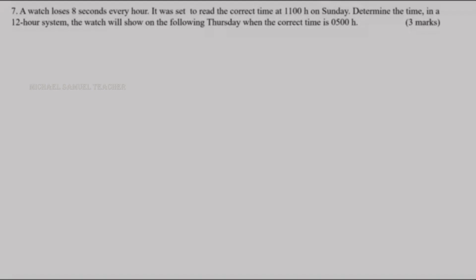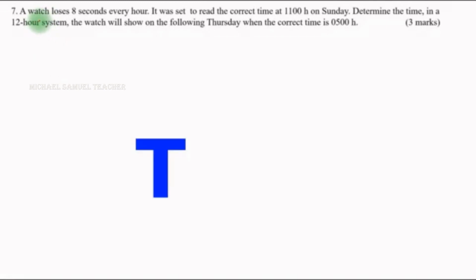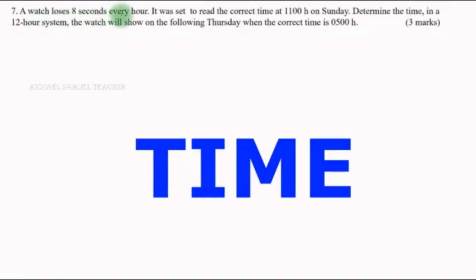Then, question 7. A watch loses 8 seconds every hour. It was set to read the correct time at 11:00 hours on Sunday. Determine the time in the 12-hour system the watch will show on the following Thursday when the correct time is 05:00 hours. So, the watch loses 8 seconds every hour, and the time which was set was 11:00 hours on Sunday.